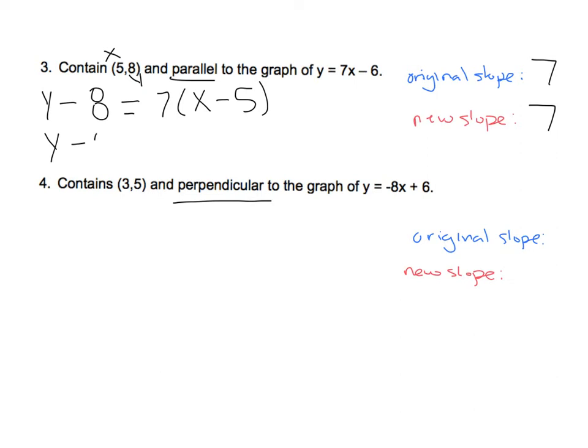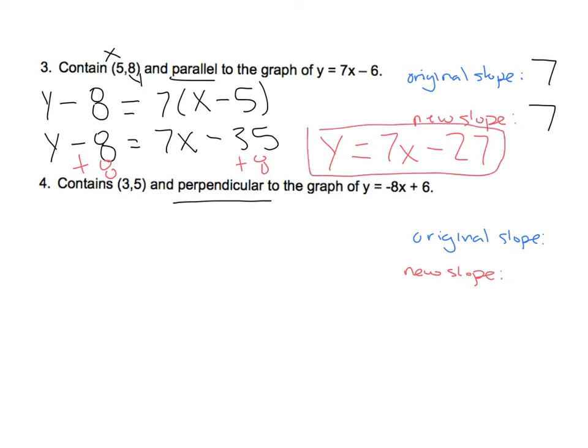So when we work that out, you'd have y minus 8 equals 7 times x is 7x. 7 times negative 5, negative 35. Last step, though, here is to add 8 to both sides, so we would end up with y equals 7x, which the slopes should be the same as you can tell they are, and then a negative 35 plus 8 would lead us to have a minus 27, and that would be the equation for the new line that's parallel to this line given.